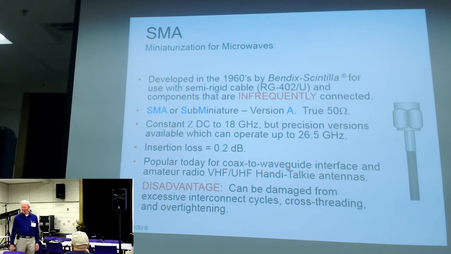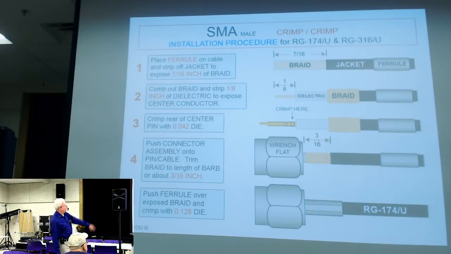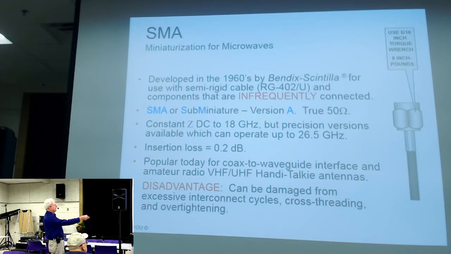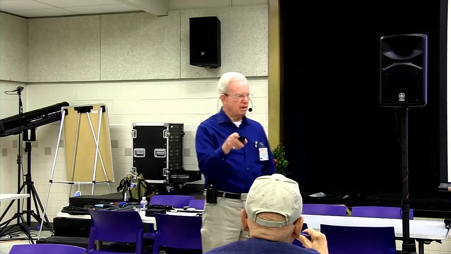That's probably a good idea, John. By the way, I have the chart for that too. Notice one thing here, guys: 5/16 torque wrench, 8 inch-pounds. Okay, we're done. Thank you, Kevin. I'm passing that around to show you guys how little 8 inch-pounds is.